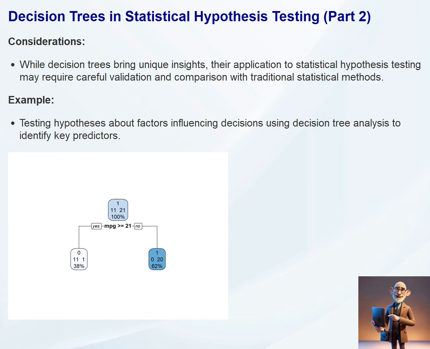While decision trees offer unique insights, their application in statistical hypothesis testing necessitates a thoughtful approach. It's crucial to conduct thorough validation and comparison with traditional statistical methods to ensure the reliability and validity of your results. To illustrate, consider a scenario where we aim to test hypotheses about factors influencing decisions. Here, decision tree analysis becomes a valuable tool, helping us identify key predictors in a binary classification task based on the number of cylinders, CYL. The accompanying decision tree visualization provides a clear and intuitive representation of the decision-making process.